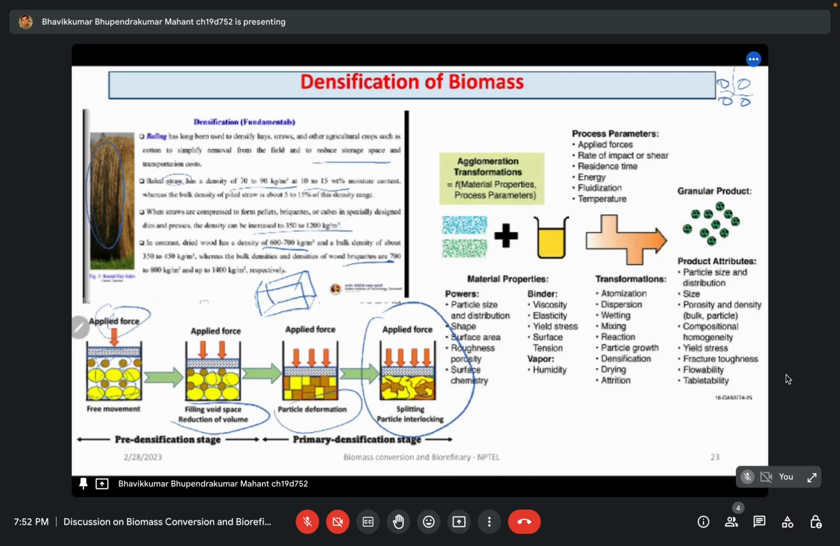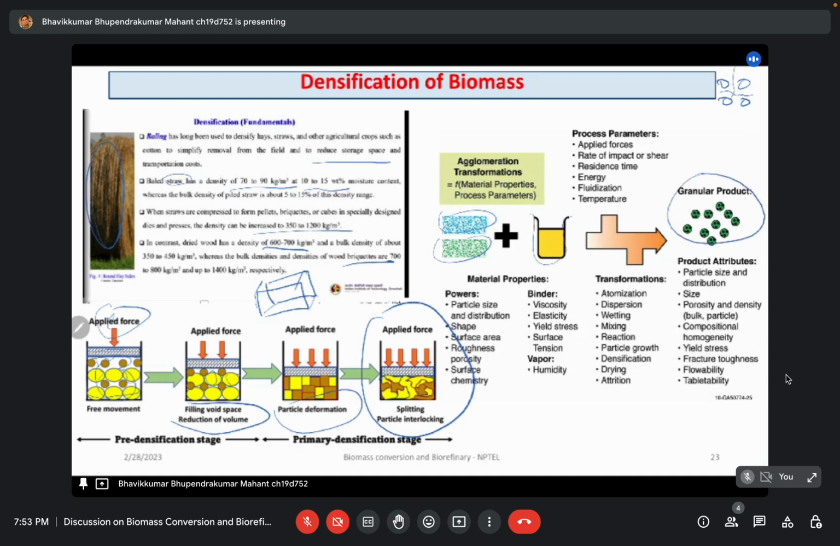So why is it agglomeration? You can also call this densification an agglomeration. Agglomeration is when different particles come together and combine to make a bigger structure. When small particles come together they make a bigger structure. If you have a very small particle, you can agglomerate it by using a liquid, and then it can convert to a granular product.